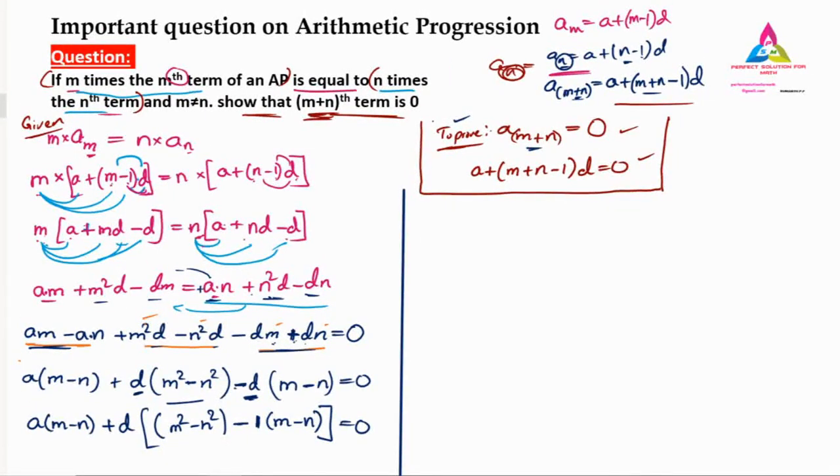Coming to the next, a into (m minus n) we have to write as it is. d also we have to write as it is, but what we have over here is m square minus n square. It is in the form of a square minus b square. What is a square minus b square? It is nothing but (a plus b) into (a minus b), an identity we know. In place of a square we have m square, in place of b square we have n square. So it is nothing but (m plus n) into (m minus n).